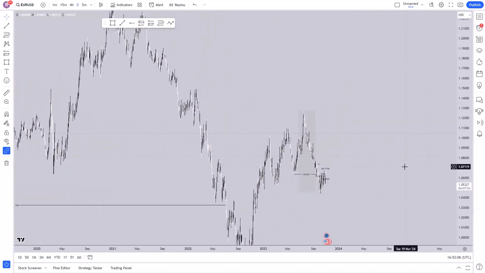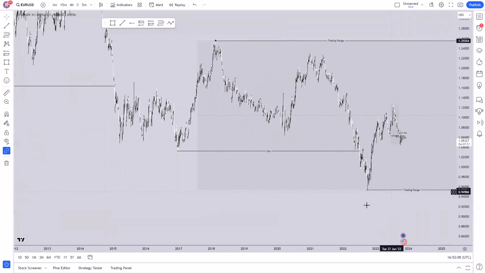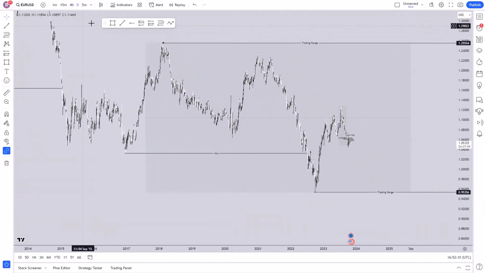So on the daily time frame, we can see that we are bearish, obviously, and we see that we have made a new low here. Okay, so we have pulled back up to cause price to trade within the premium of this pair.